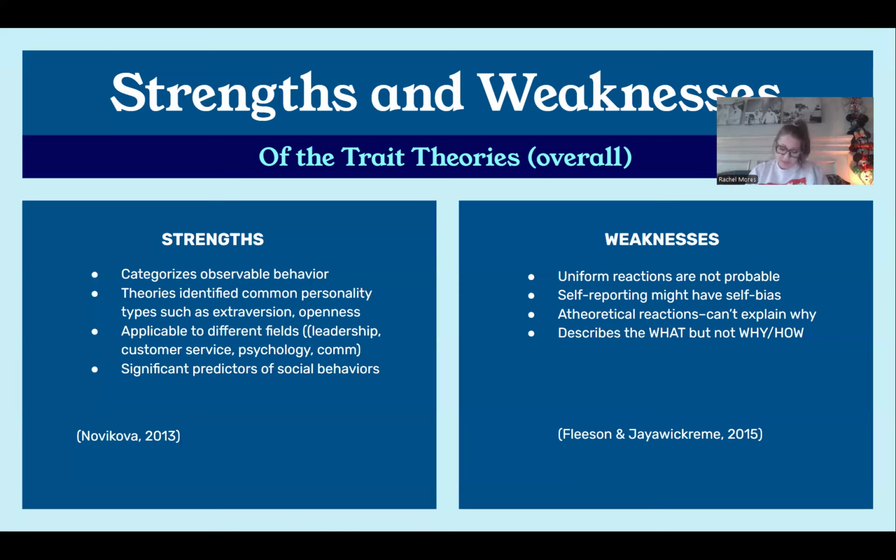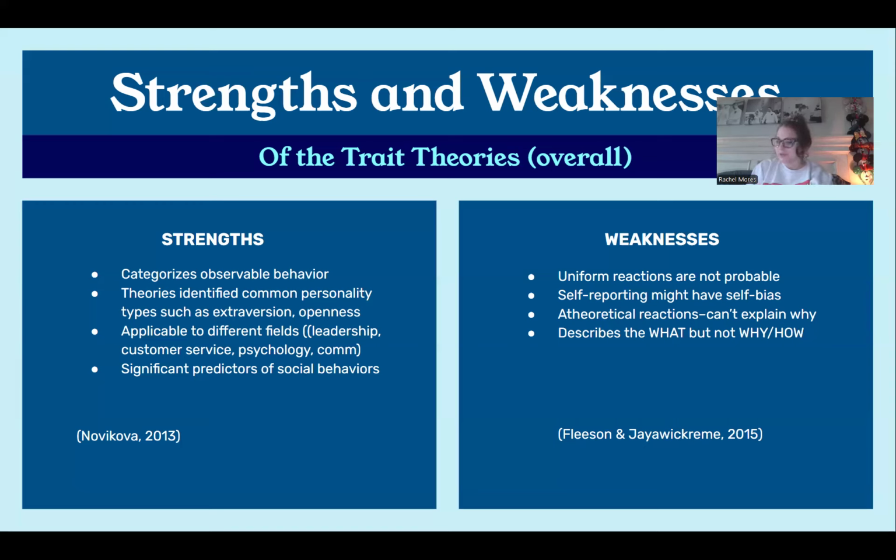And there's no way to explain why one behaves one way at one time, but has a different reaction when given the same situation at another. So maybe one day somebody is so excited to find a dollar, and the next day they find a dollar and they're like, yeah, that's cool. First of all, that's weird. How are you finding all these dollars? But you know what I mean. They are atheoretical and non-explanatory. Trait theories tend to describe the what, but very few have attempted to explain the why or the how.